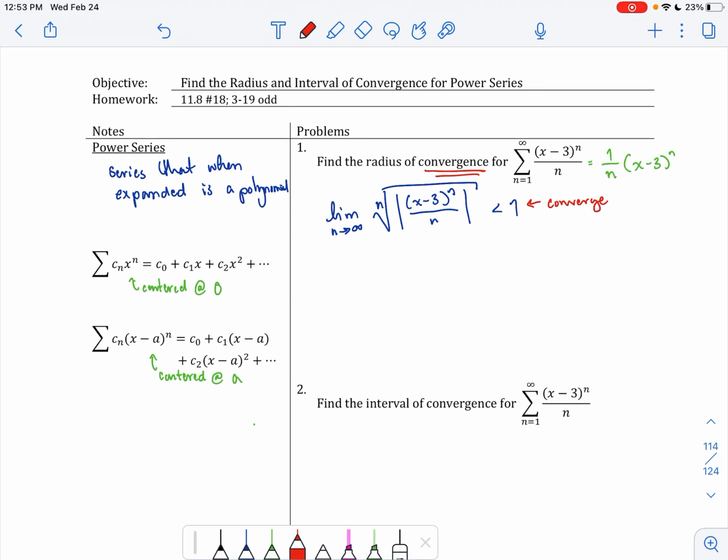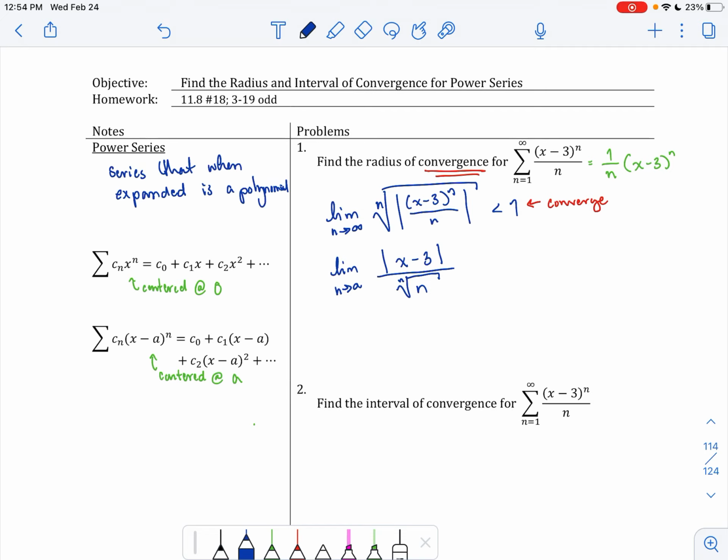So next what I'll do is simplify that root. This becomes the limit as n approaches infinity of, the nth root and n cancel out in the numerator, so we get absolute value of x minus 3. And then in the denominator, it's the nth root of n.